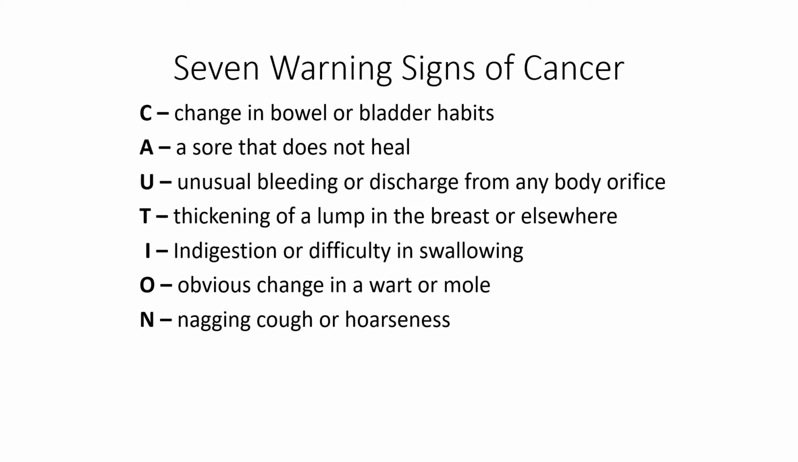T is for thickening or a lump in the breast or elsewhere. I, indigestion or difficulty in swallowing, if they have a GI tract cancer or maybe esophageal, that they have difficulty swallowing and don't feel like the food will go all the way down. O is for an obvious change in a wart or a mole, so we're looking for irregular edges, changing color, maybe becoming bumpier, something like that. And a nagging cough or hoarseness. That is typically related to a lung cancer, and that is an early sign.